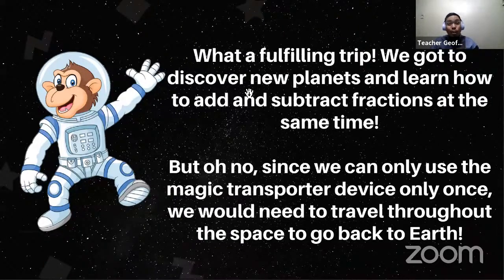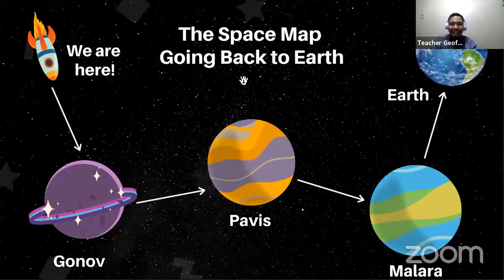So, Monkey tells us, what a fulfilling trip. We got to discover new planets and learn how to add and subtract fractions at the same time. But, oh no, since we can only use the magic transporter device only once, we would need to travel throughout space to go back to Earth. That's okay, Monkey, because we will be having stopovers in these planets. Since we will be having stopovers, then we will still be able to learn all of the ones that we were just able to discuss today.